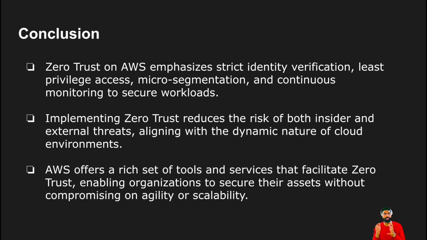So in conclusion, Zero Trust on AWS emphasizes strict identity verification, least privilege access, micro-segmentation, and continuous monitoring to secure the workloads. Implementing Zero Trust reduces the risk of both insider and outsider threats, aligning with the dynamic nature of the cloud environments. AWS offers a rich set of tools and services that facilitate Zero Trust, which enables the organizations to secure their assets without compromising on agility or scalability.